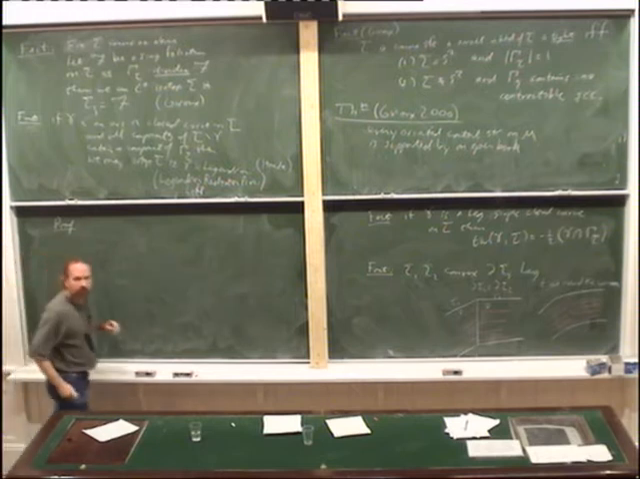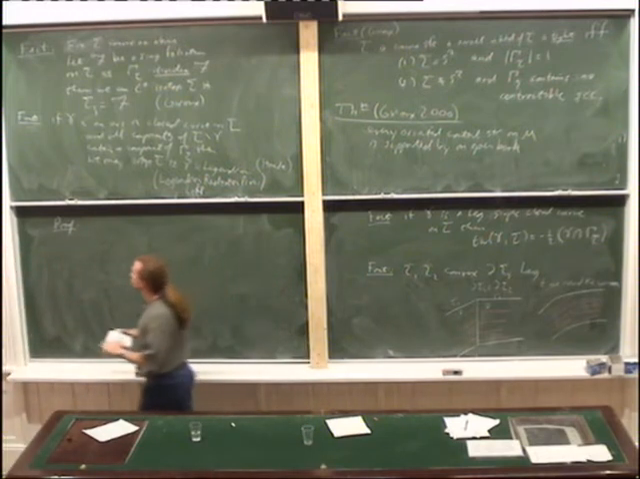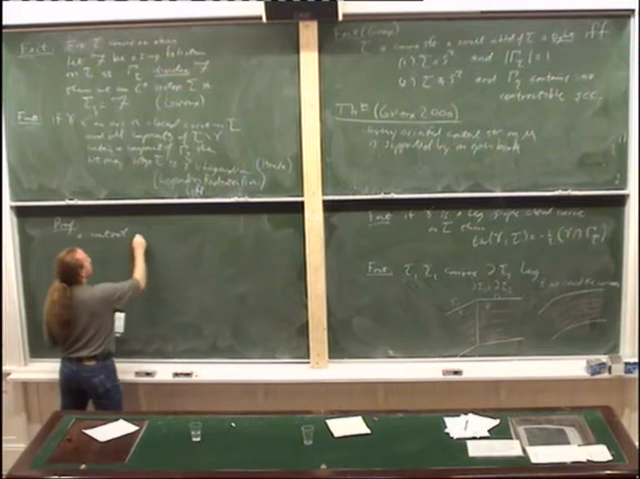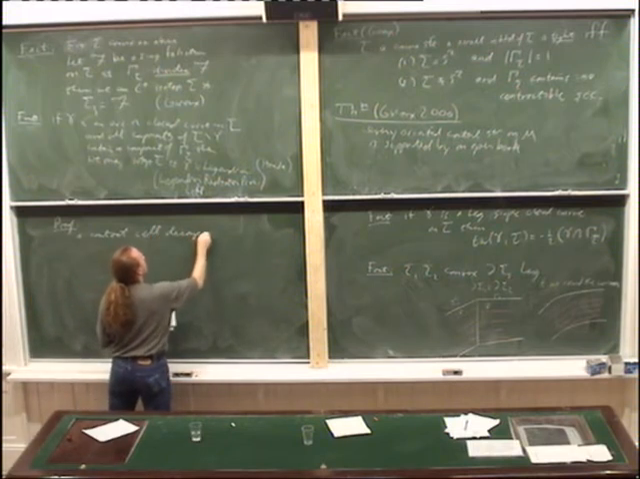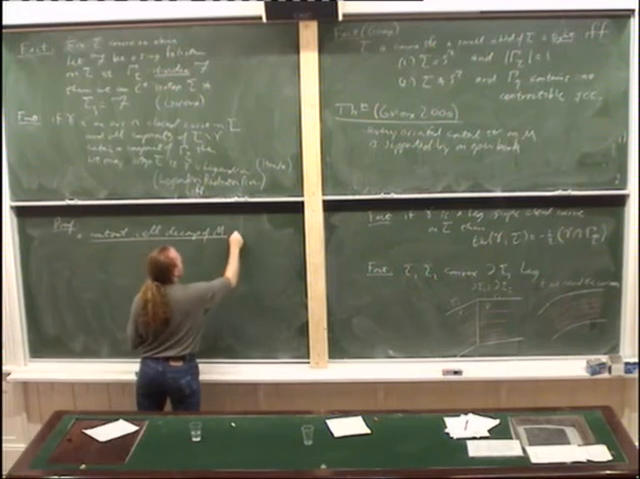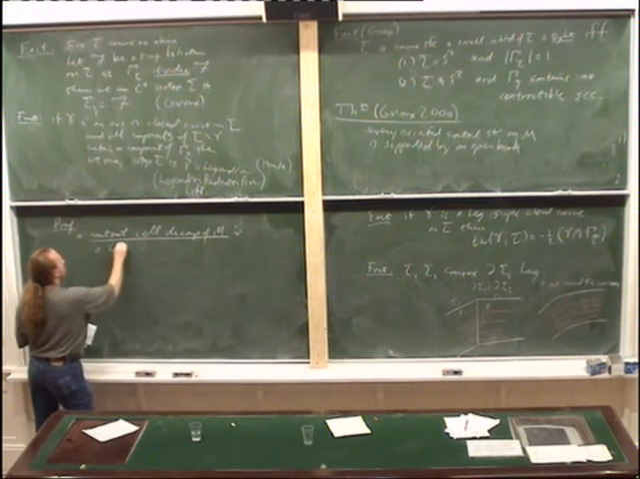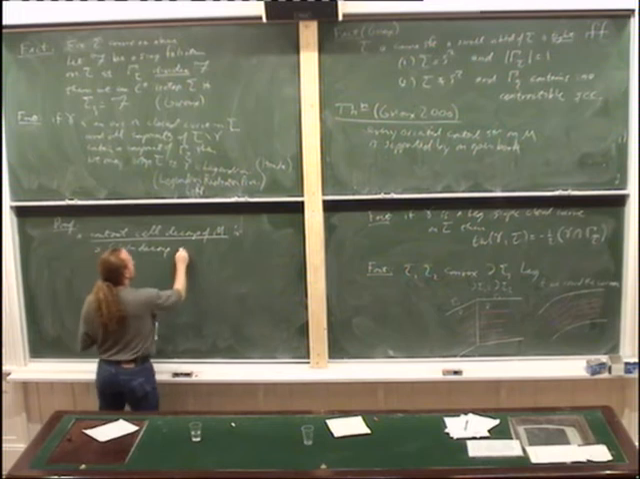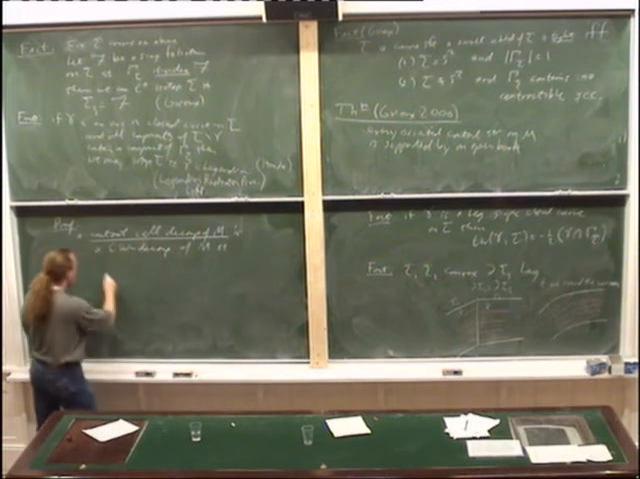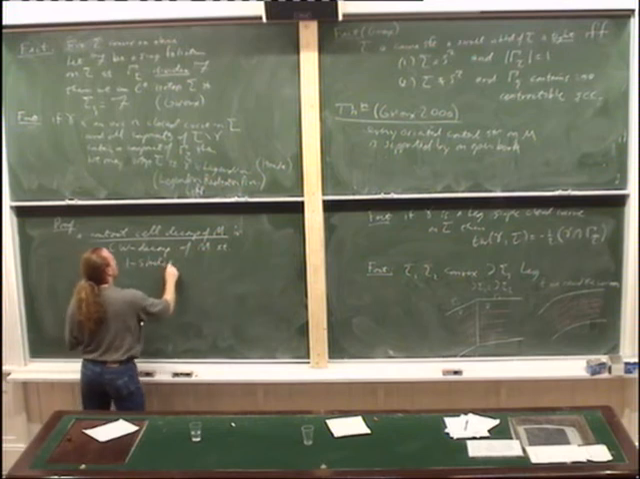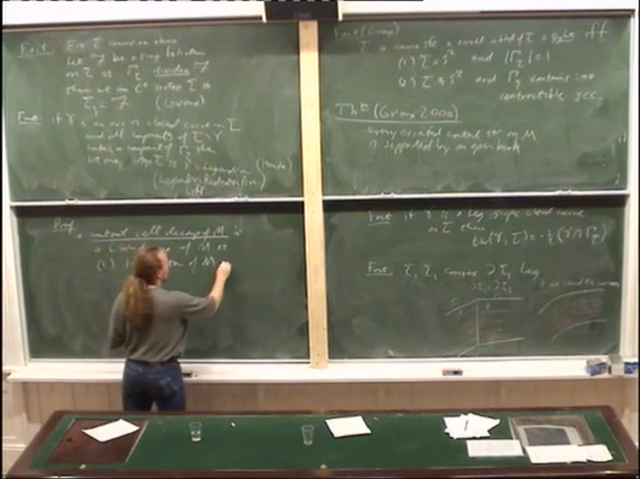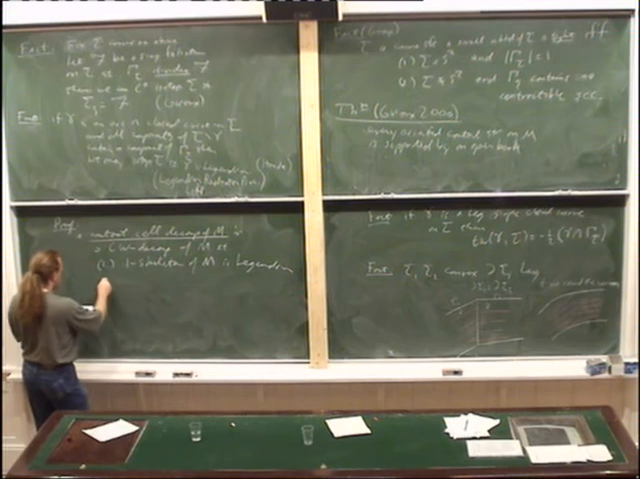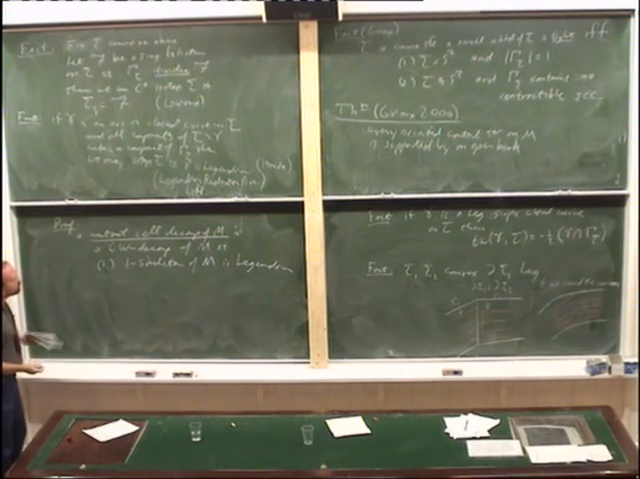So proof. To start the proof, we need a definition. A contact cell decomposition of M is a CW decomposition of M such that the one skeleton of M is Legendrian. So of course it's some Legendrian graph. I mean, it's not a simple closed curve or anything. It's some Legendrian graph.